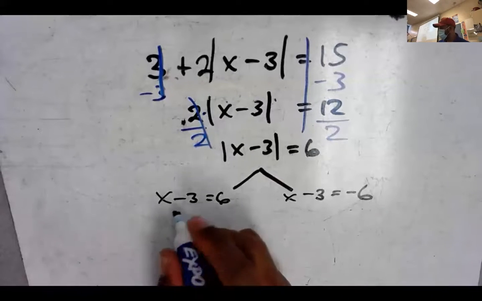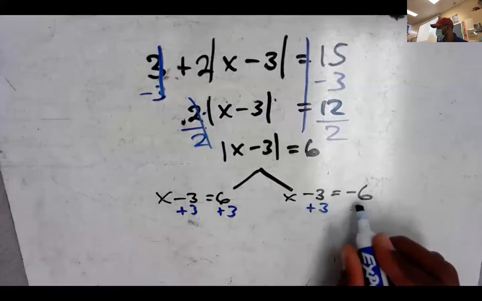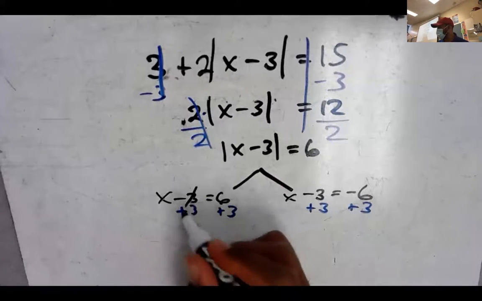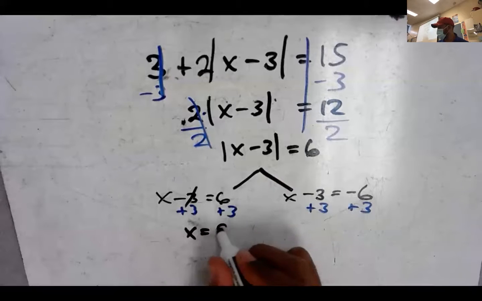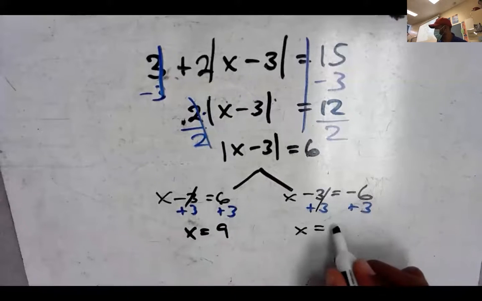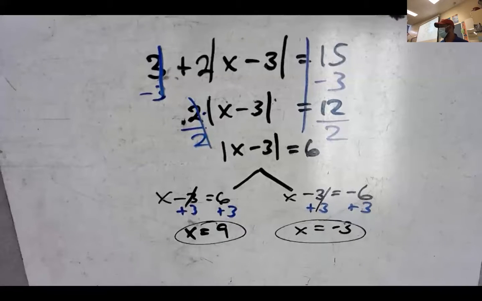Okay, now add the 3, add the 3. Same thing on both sides, really. You're going to end up with 2 different numbers. So the first one's going to be 6 plus 3 is 9. And then -6 plus 3, -3.